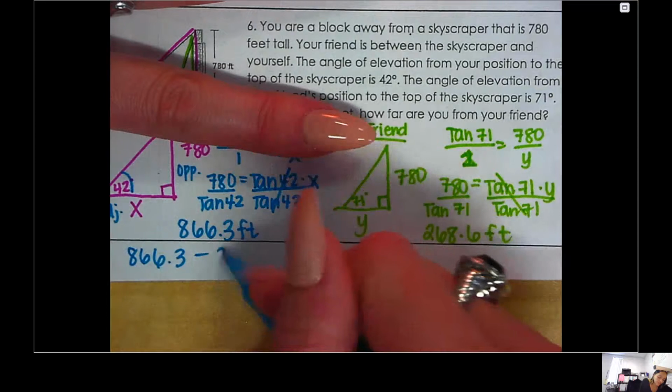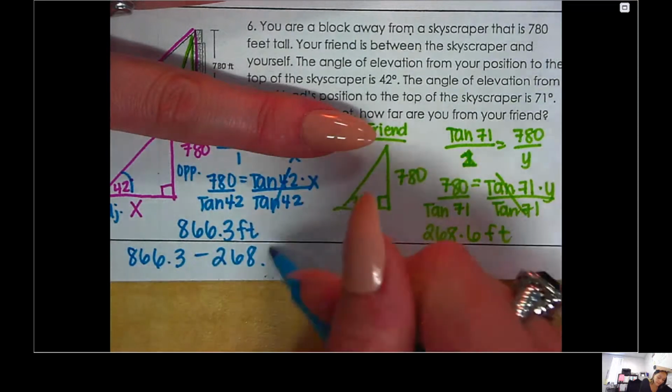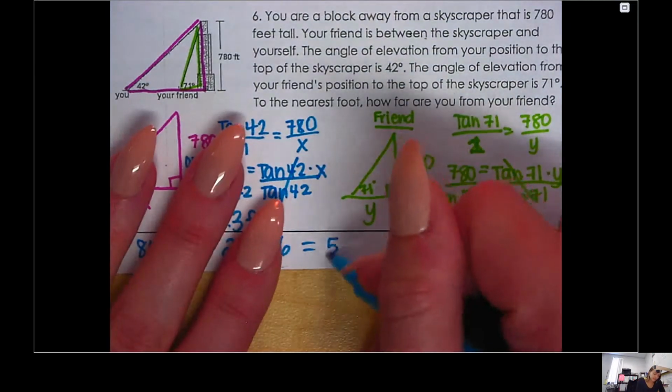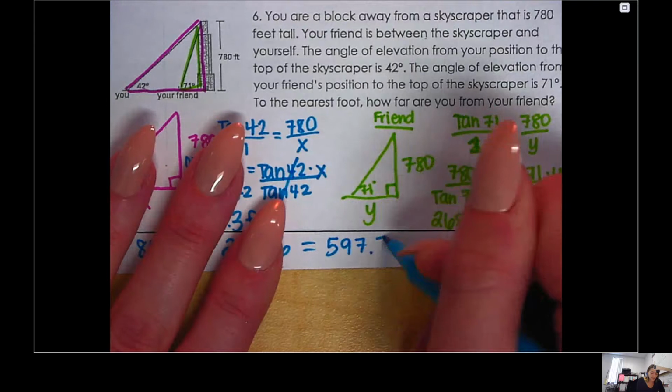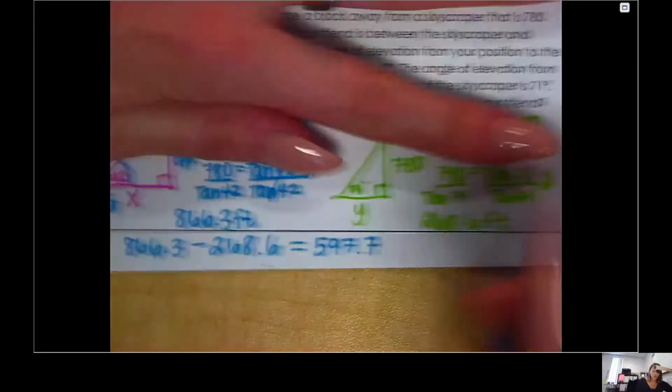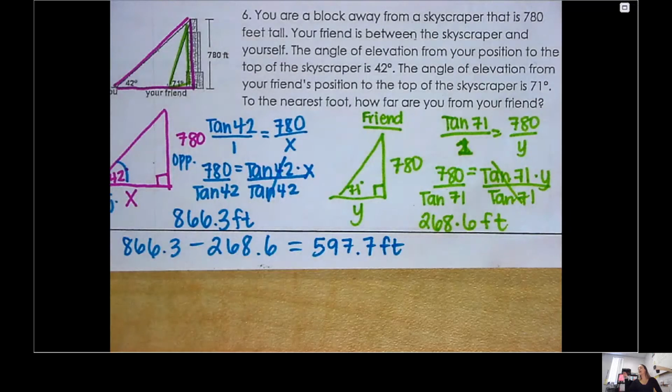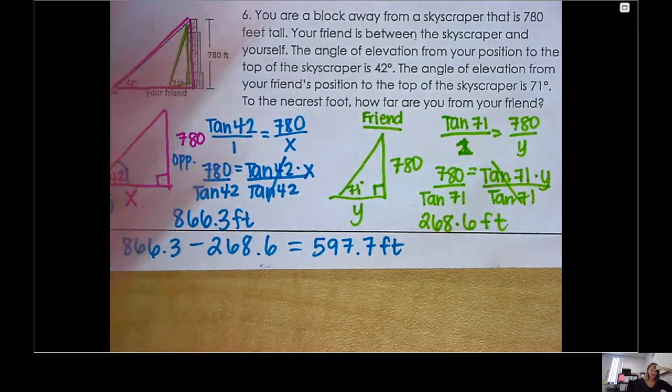So the final step is 866.3 minus 268.6. Someone tell me what you get. 579.7, right? 0.7 what? Feet. And I am going to write feet away from friend only because these are your notes, you know what I mean? It's nice if you have it written down. I don't want you to go back tomorrow and be like, why did I subtract those? So it's better if you just write it down now.